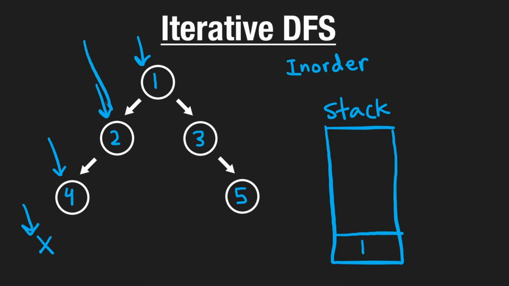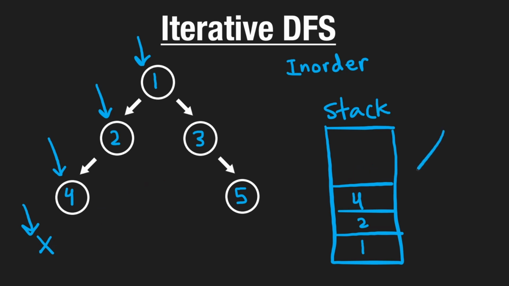And then when we went to the left child, we did the exact same thing. We pushed 2 onto the stack. And then when we went here, we pushed 4 onto the stack. And then when we finally got to null, we did not push anything onto the stack. There's no reason to push null onto the stack here. We simply popped back up.